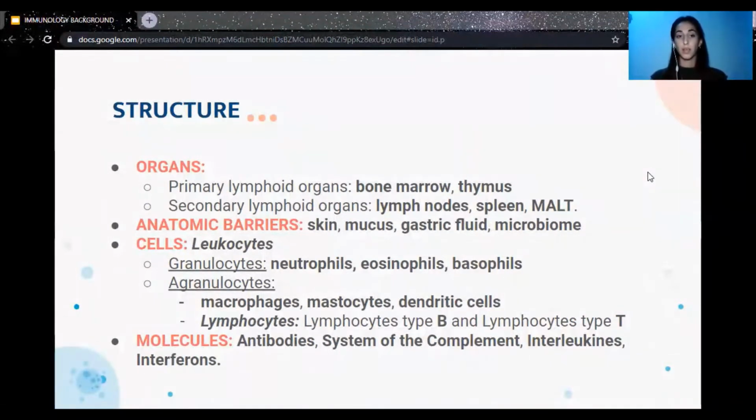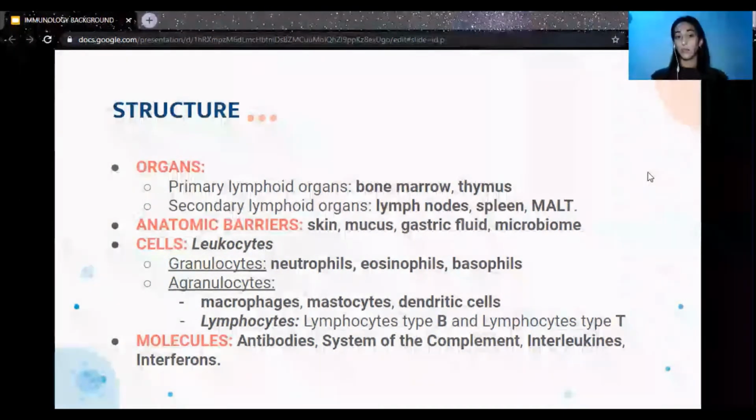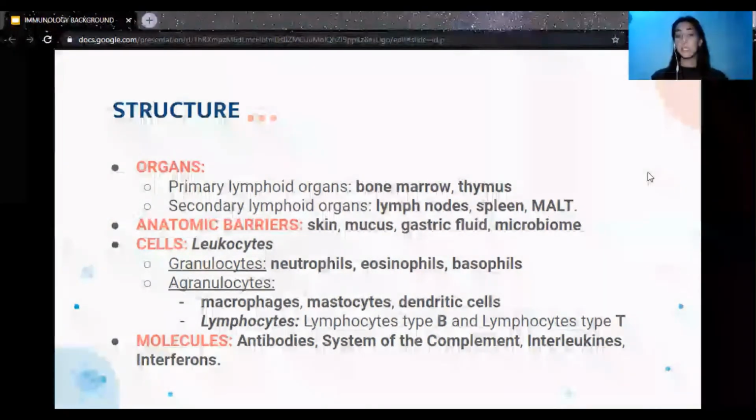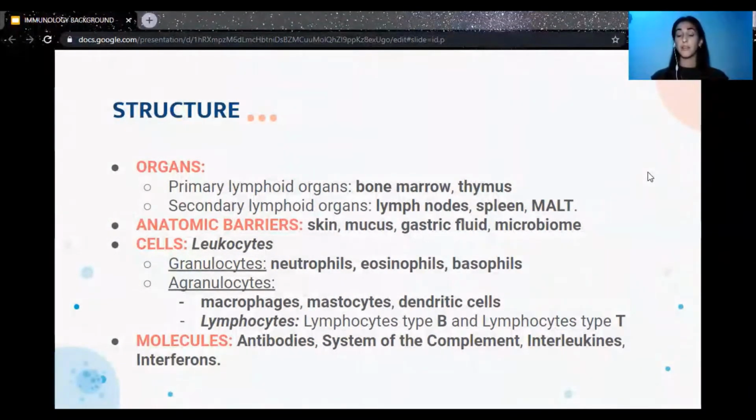Then we have the cells that are called leukocytes, and they can be divided into two: granulocytes, which are neutrophils, eosinophils, and basophils, and agranulocytes, which are macrophages, mastocytes, and dendritic cells. But also we have the most important group of the agranulocytes, the lymphocytes: lymphocytes type B and lymphocytes type T. Regarding molecules, we have the antibodies, the complement system, and interleukins and interferons.